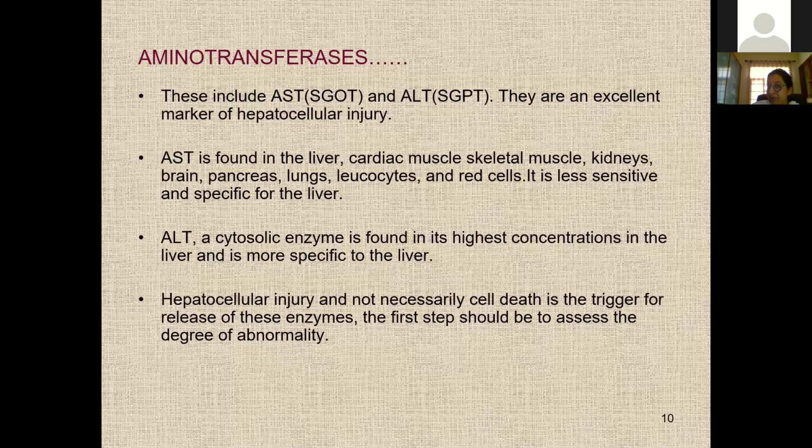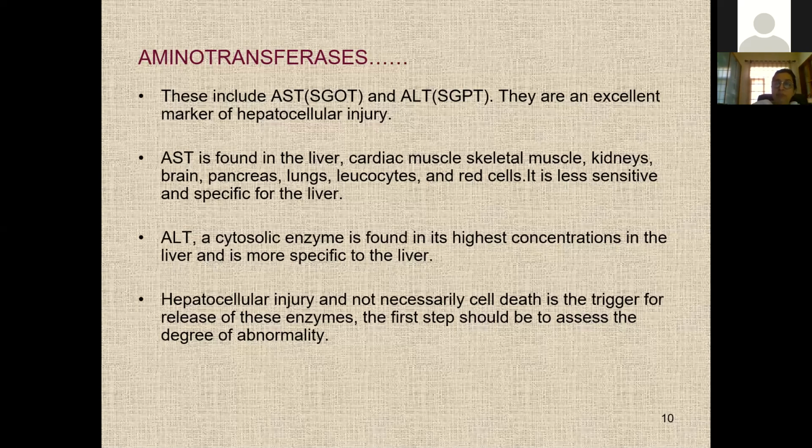Again, it is not specific to liver, and it is found in many organs in our body: kidneys, pancreas, lungs, red cells. ALT is a cytosolic enzyme, found in its highest concentration in the liver, and it's more specific to liver as compared to AST. Hepatocellular injury, and not necessarily cell death, is a trigger for release of these enzymes.